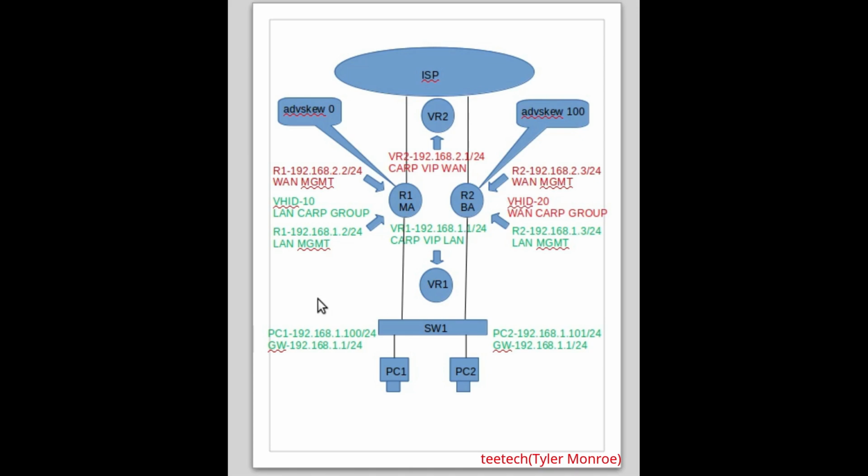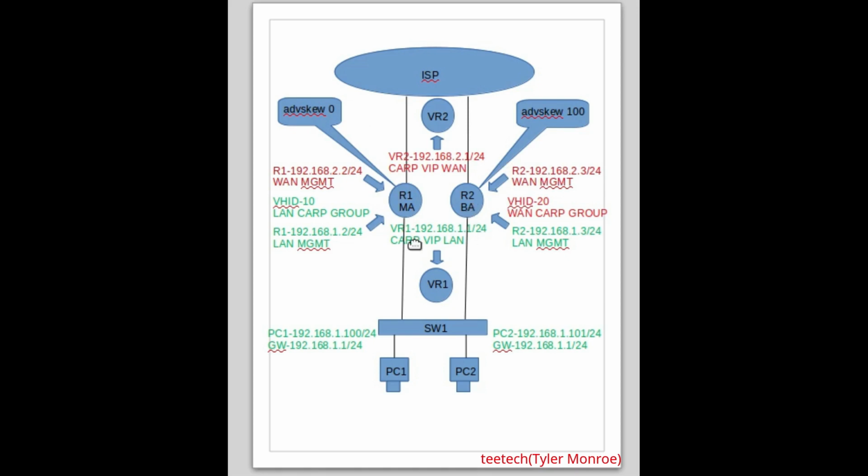The deciding factor in that is something called the advertised skew. And up here, R1 has an advertised skew of 0. So, because he is 0, he's going to take over the master role. And R2 has the advertised skew of 100. 100 is more than 0, so that means that he'll become the backup because the lowest one is preferred.